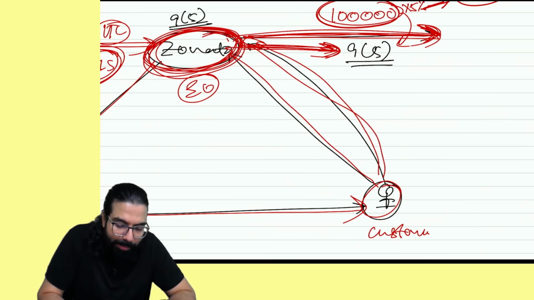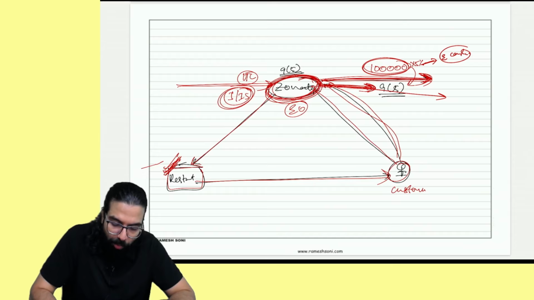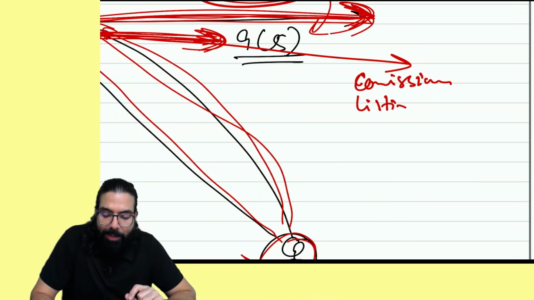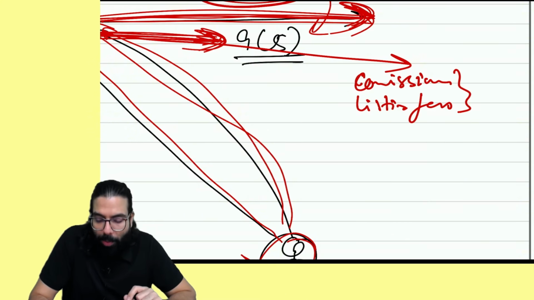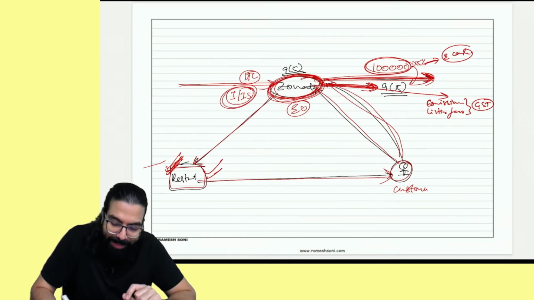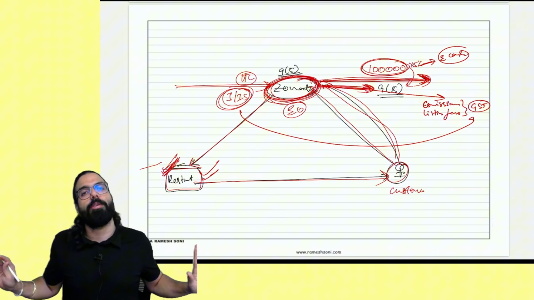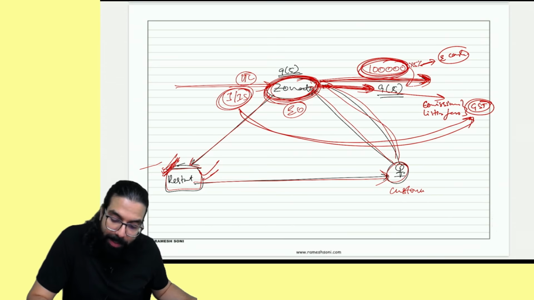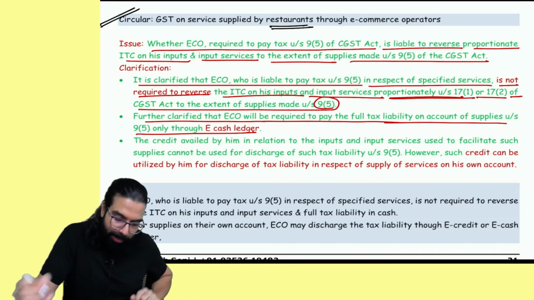What about Zomato's other services? Zomato is providing services to its restaurants, no? Like commission it is charging, listing fees it is charging. On all this amount, whatever output tax is there, can this GST input be used? Yes, no problem at all. For this GST output tax, this input can be used, but for these 9(5) services, it has to be paid through the e-cash ledger. That's all they have clarified.